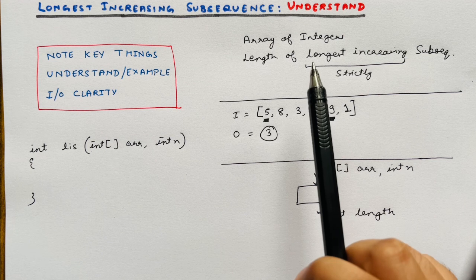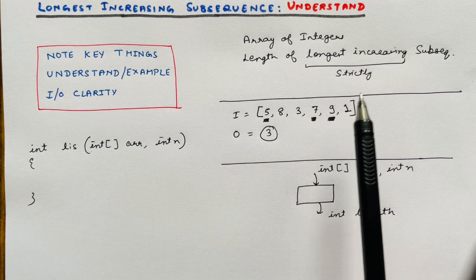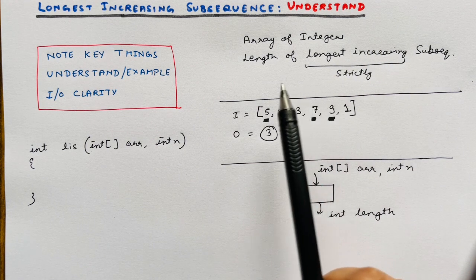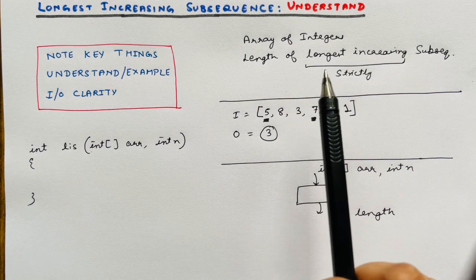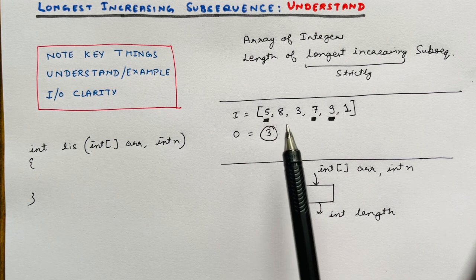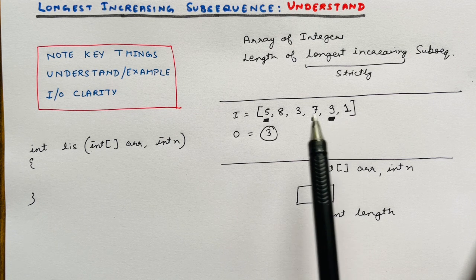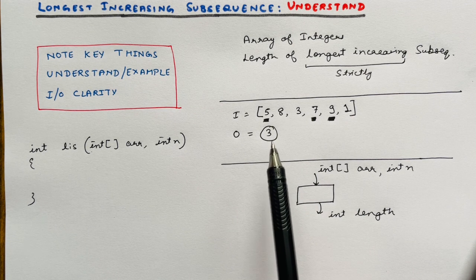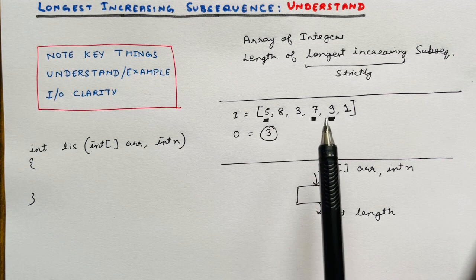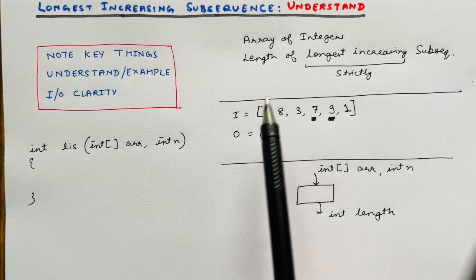Now coming to the last term, longest. Now we will have many subsequences that satisfy this condition, but we have to return the length of the subsequence which is longest among those. So if we consider the example here, this is an array that was given to us as input. Then here answer will be 3. Why? Because 5, 7 and 9 form a subsequence which is strictly increasing and it is the longest possible in this array.